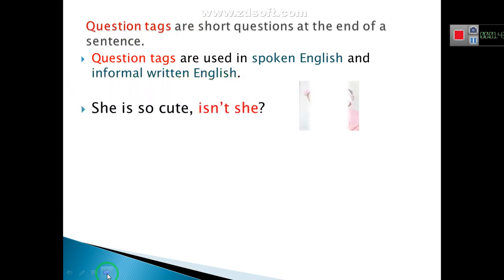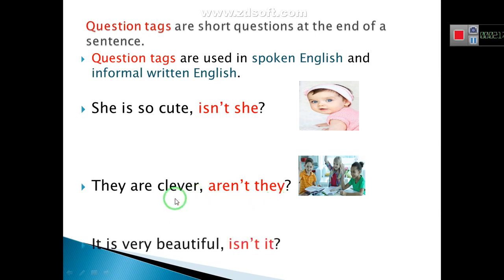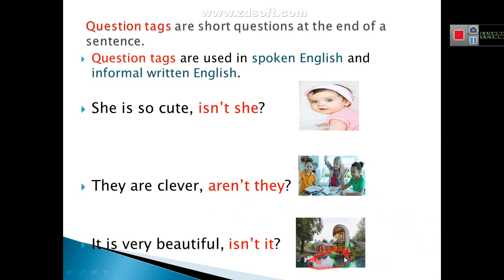Let's see the example. She's so cute. She is so cute. Here I have a sentence. After the sentence I have a comma, then the question tag: isn't she? After that, a question mark. She's so cute, isn't she? They are clever, comma, aren't they? Three of them. It is very beautiful, isn't it? This house, look at the house. It is very beautiful, isn't it?